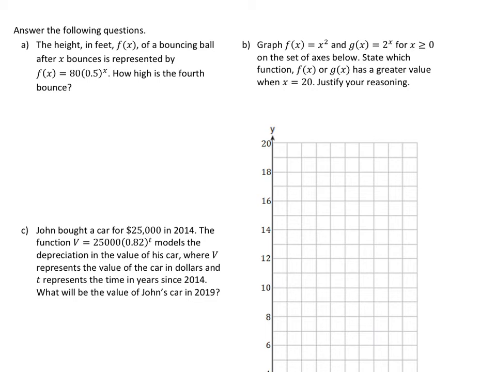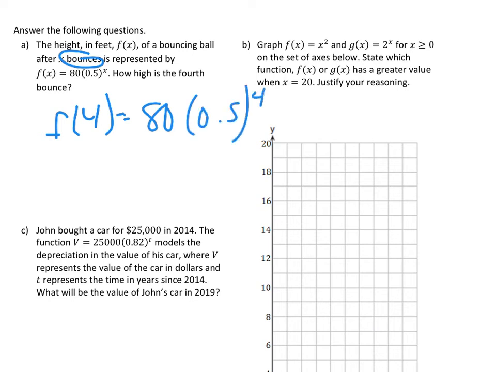So x is the number of bounces, and height would be the output of the f of x. So I really need to find f of 4. So 80 times 0.5 raised to the fourth power, and I'm just going to calculate that in my calculator and get an answer. So remember, to raise to the fourth power, you want to use that caret key on your calculator. So we should get f of 4 equals 5. So our answer is 5 feet.